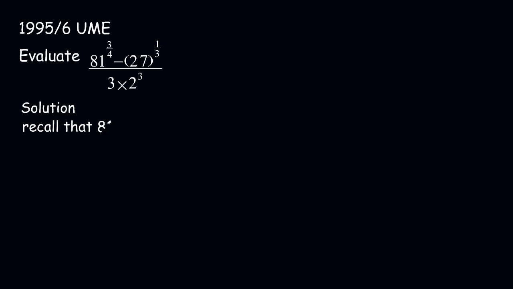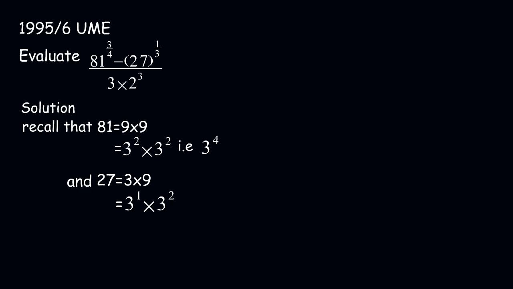Recall 81 is equal to 9 times 9 and 9 is equal to 3 raised to the power of 2. So therefore it becomes 3 raised to the power of 2 times 3 raised to the power of 2. That is 3 raised to the power of 4. And also 27 is equal to 3 times 9. That's 3 raised to the power of 1 times 3 raised to the power of 2, which is 3 raised to the power of 3.